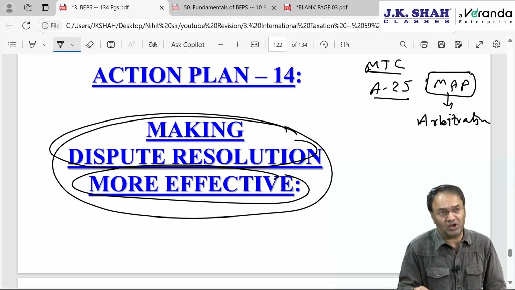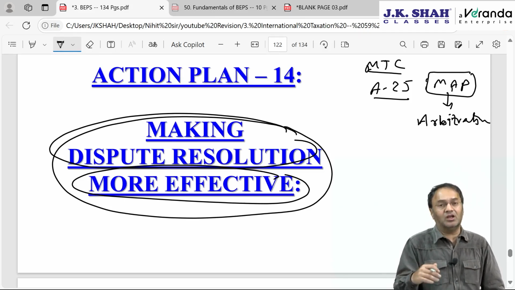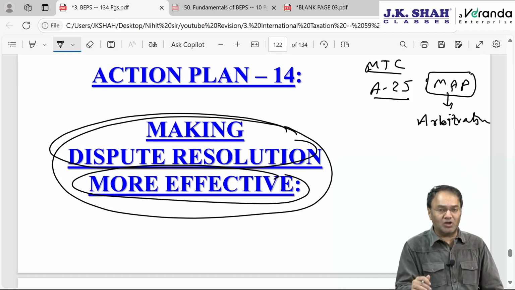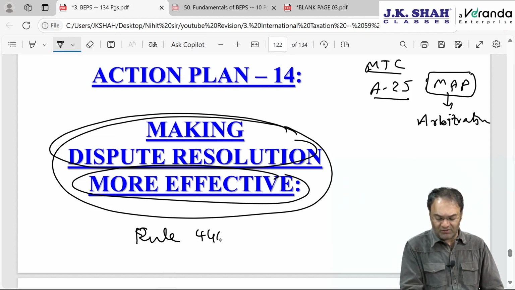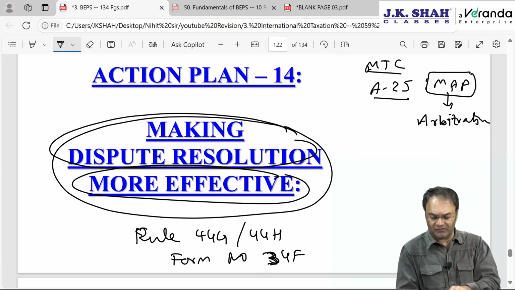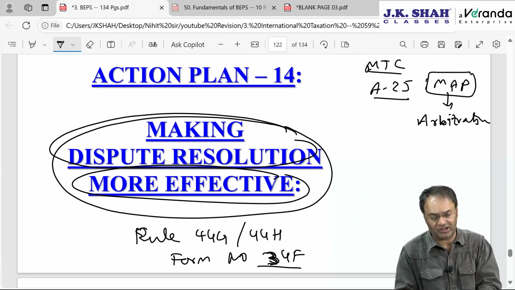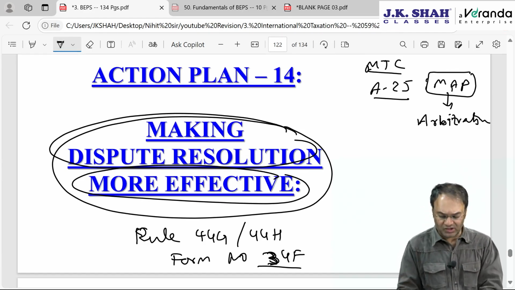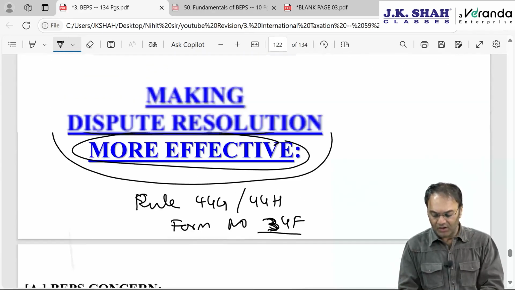Thanks to OECD, because of this project, all governments including the Indian government became proactive and started introducing. India introduced Rule 44G, which is not there in our syllabus, and Rule 44H, two rules, and India introduced one form also, form number 34F, for raising grievance. If the UK government does wrong with me, I can raise grievance in form 34F with Indian tax authorities, of course the finance ministry, and get it resolved.